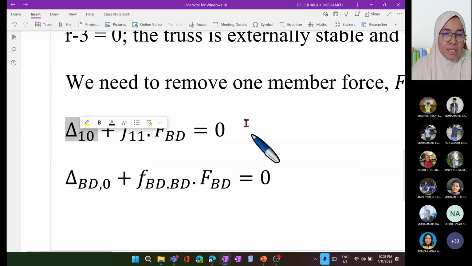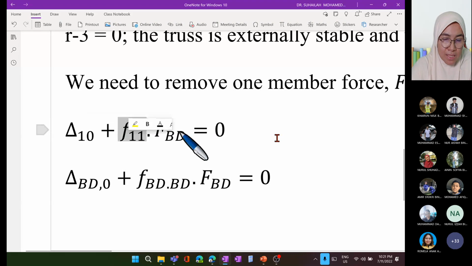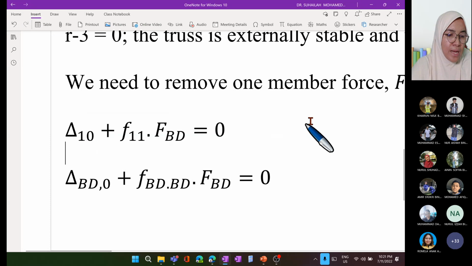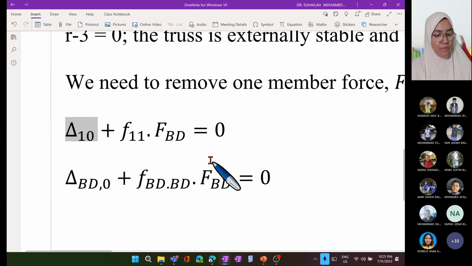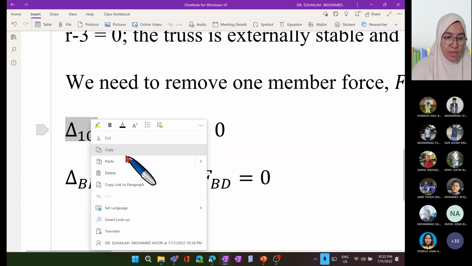Delta 1 naught is the displacement in the primary truss and F11 is the displacement in the redundant truss. And the formula to calculate delta 1 naught and F11: because the internal force in a truss is member force, not bending moment. In beam and frame we integrate the moment equation because bending moment is the internal force in beam and frame. But now we analyze truss, and the internal force in a truss is member force, or axial force in the member. So that is why we need to use a different formula to calculate deflection.